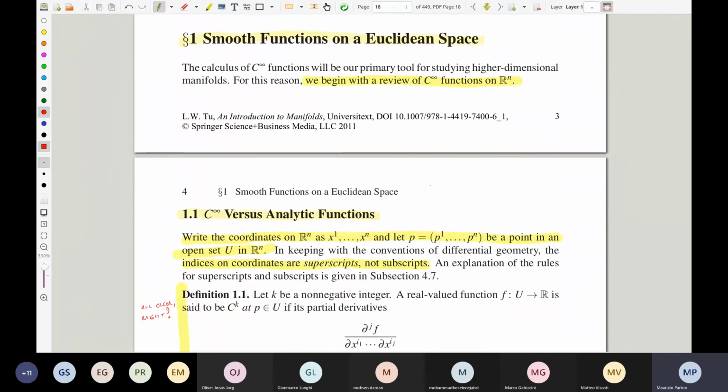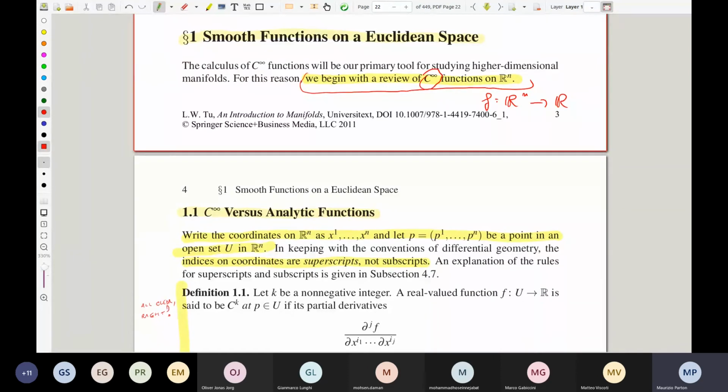That is, we are going just to revisit notions that you already know, okay? We begin with a review of C infinity smooth functions on several variables. You already know this. This is a function from Rn to R. C infinity first of all means there are partial derivatives, second partial derivatives, third partial derivatives, whatever derivative you like. C infinity is also called smooth.